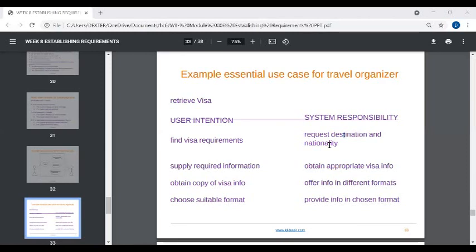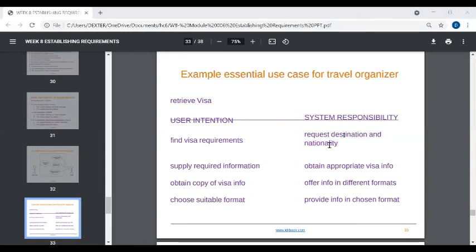The second user intention does not say anything about choosing options or system prompts. It simply states that the user supplies the required information. This could be achieved in a variety of ways, including scanning a passport, or accessing a database of personal information based on fingerprint recognition, and so on. So the point is that at the time of creating this essential use case, there is no commitment to a particular interaction design.